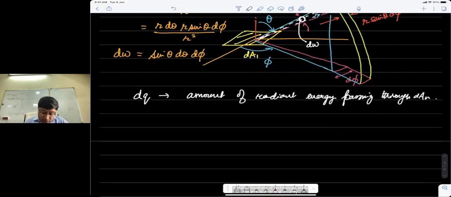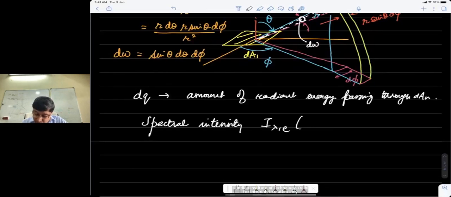So then we can write a quantity which is called spectral intensity, which I'm going to write, similar to the way your book writes, as I lambda E. And I'll tell you what these symbols are, for a given wavelength, for a given direction, which is given by theta comma phi.